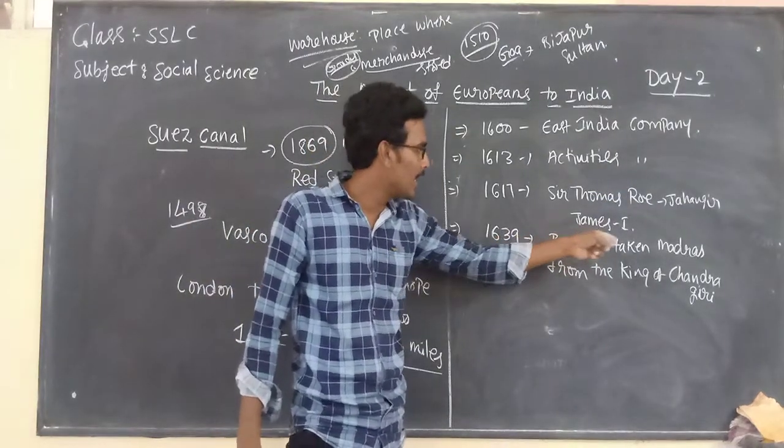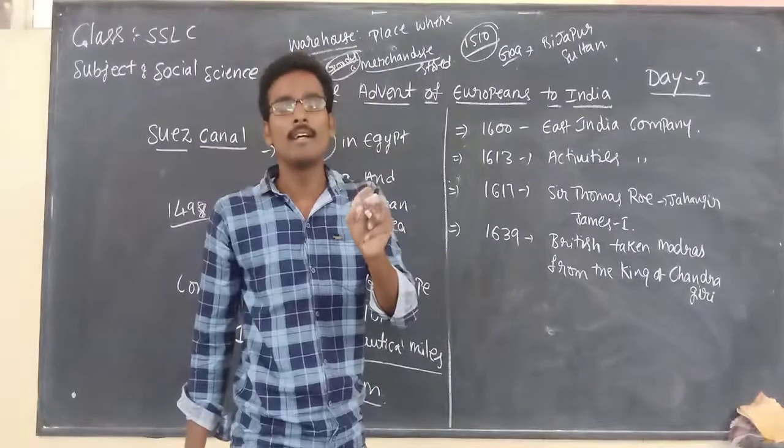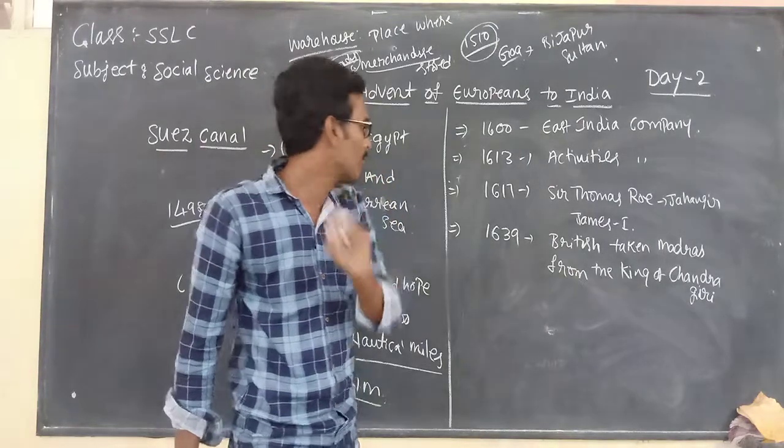In the year 1639, the British took Madras from the king of Chandragiri, and there they constructed one fort, Saint George Fort.